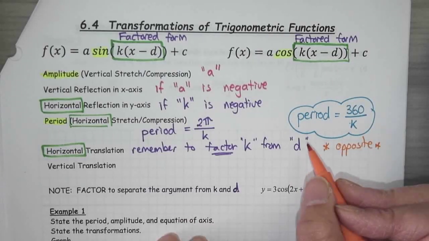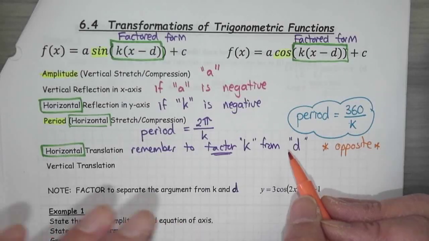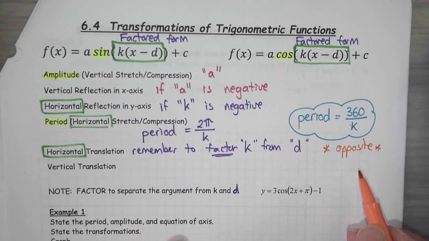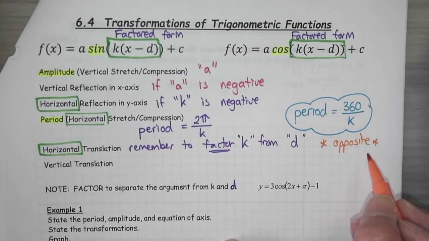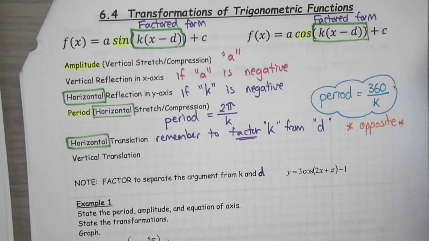Right, so if it's a minus D, you're moving to the right. If it's a plus D, you're moving to the left. And we've done that since before, with the horizontal, so it's the opposite. Okay, so we'll just get to that in a minute.